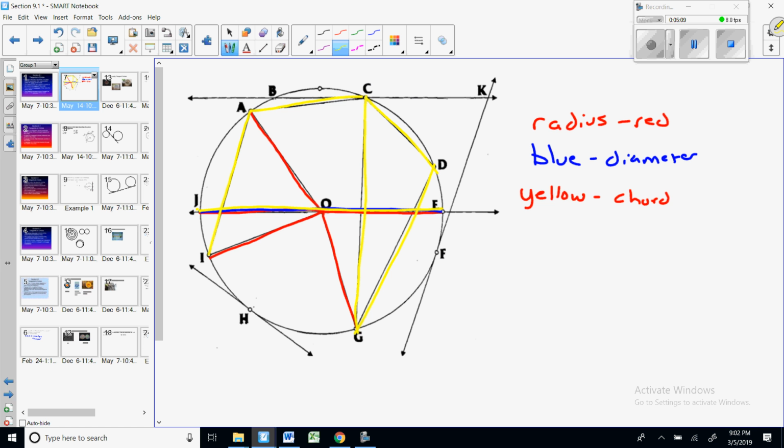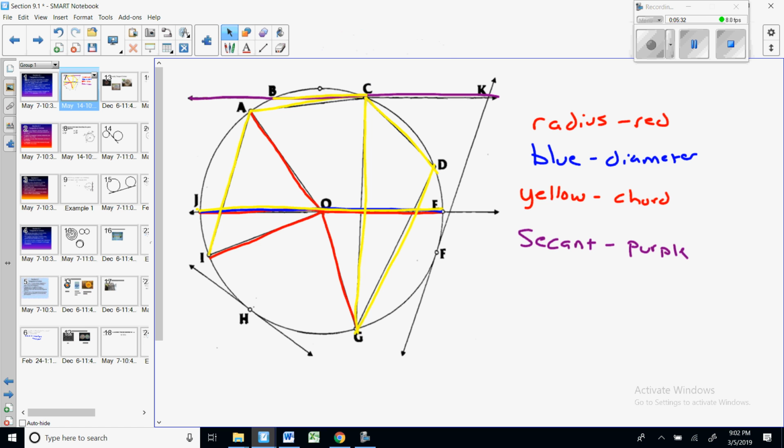Now, chords are segments whose endpoints begin and end on a circle, but there's also a secant of the circle. Now, our secant we're going to do here in purple. There's one secant in the circle, and it is the line from B to C. Speaking of which, the segment from B to C is a chord. Okay, the line from B to C is our only secant in our circle.